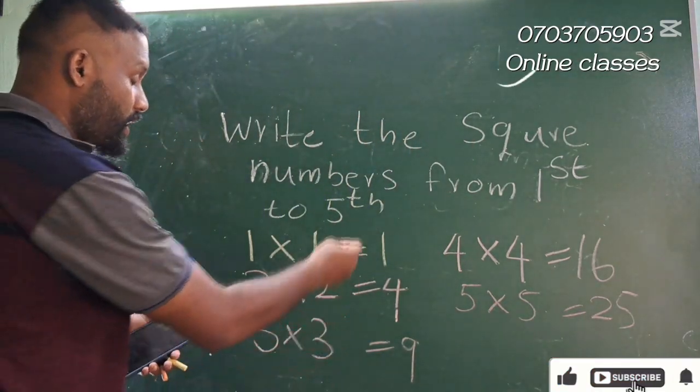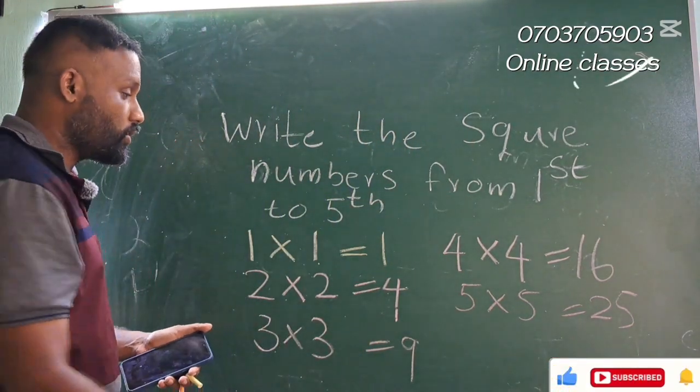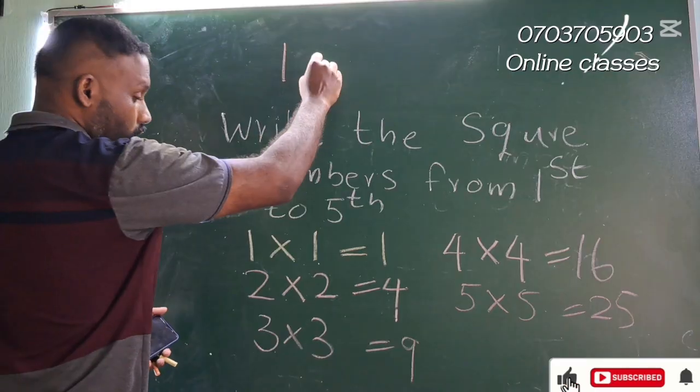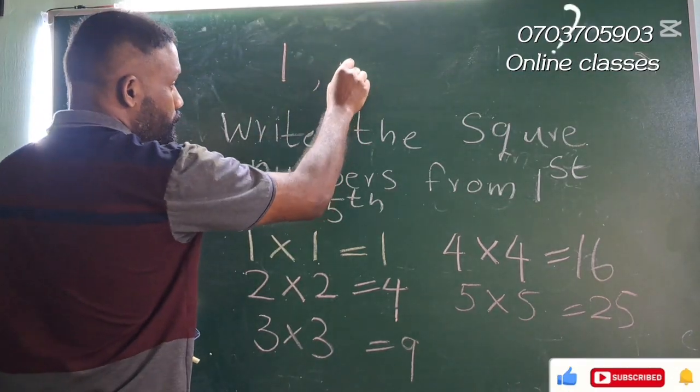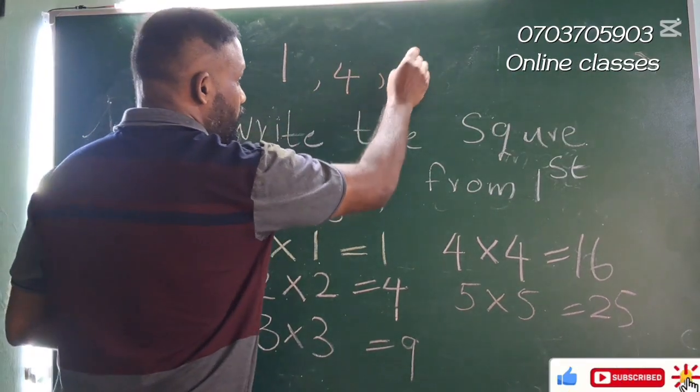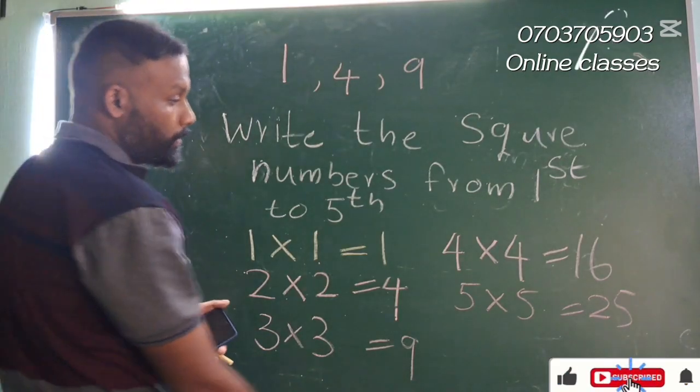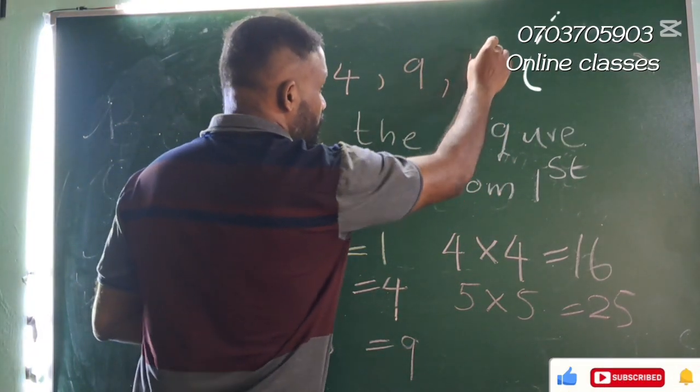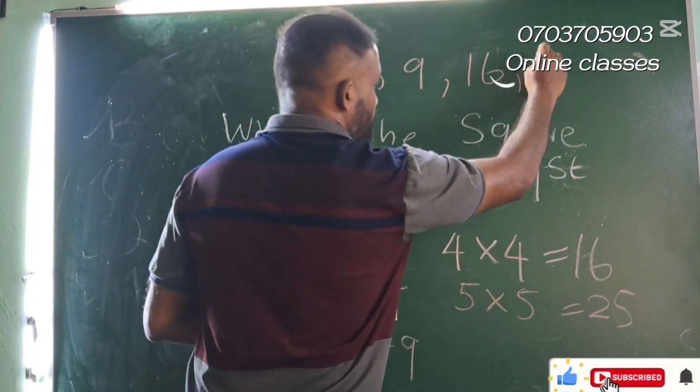Right. We can arrange these numbers in ascending order like this: 1, 4, 9, 16, 25.